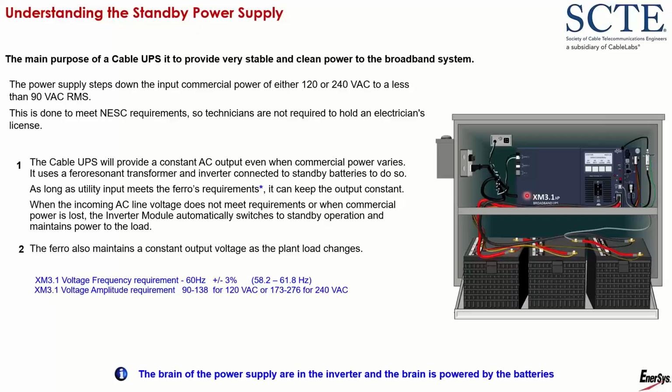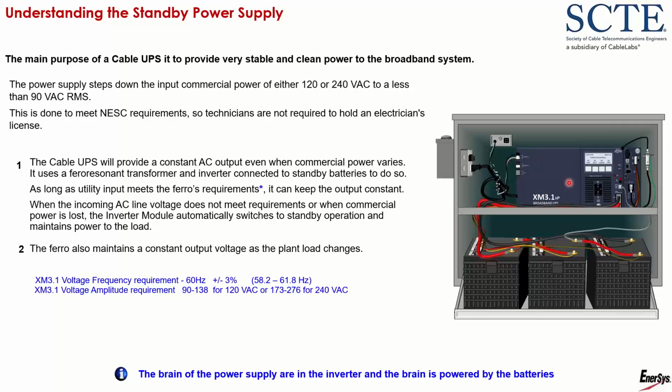Because if the power coming in is not within specifications for the transformer, we can't guarantee the output, but we can with the batteries. So we kick on the batteries, and we take the DC voltage, which in this case is three batteries wired in series, approximately 36 volts, well, more like 38. We run that DC voltage into the inverter. In the inverter, we change the DC voltage to AC voltage, push it back into the transformer, and step it up to push it out to the cable plant.